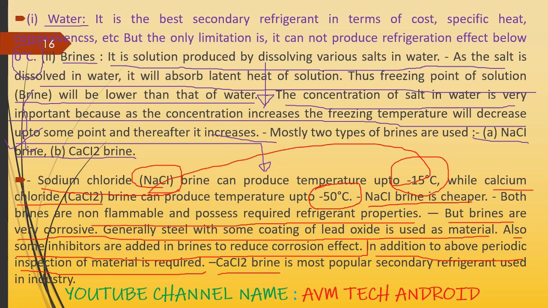Calcium chloride brine is the most popular secondary refrigerant used in the industry. CaCl2 is widely used in the industry as it produces very low temperature, you can say -50.